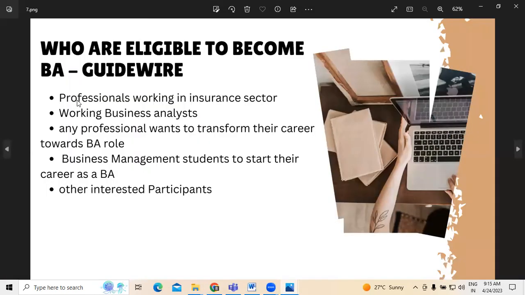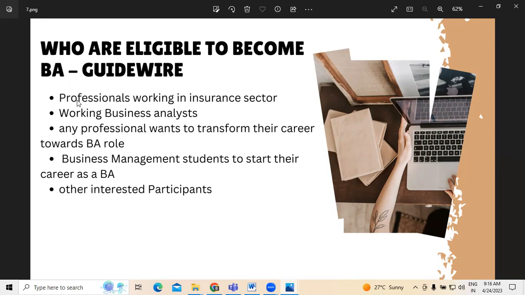Now, this is usually what I am going to present: the eligibility criteria. So who is eligible to become a business analyst in Guidewire? First point, professionals who are working in the insurance sector, irrespective of the role they were designated earlier, but who have experience in the field of insurance and who want to transform their career towards a BA role, can come.